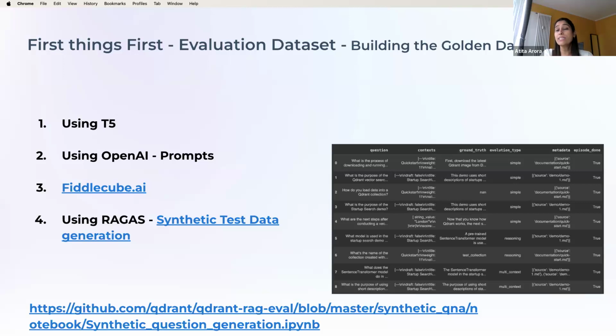Along with that, something I recently came across, a tool called FiddleCube. I absolutely love it as well. Something very similar to what RAGAS does. As you can see, this is a snapshot of the questions generated by RAGAS. And you would see the evolution type, for example, simple, reasoning-based, multi-context questions, which is something one cannot really come up with manually. This is a similar idea that FiddleCube also follows, and it generates questions on different topics as well.